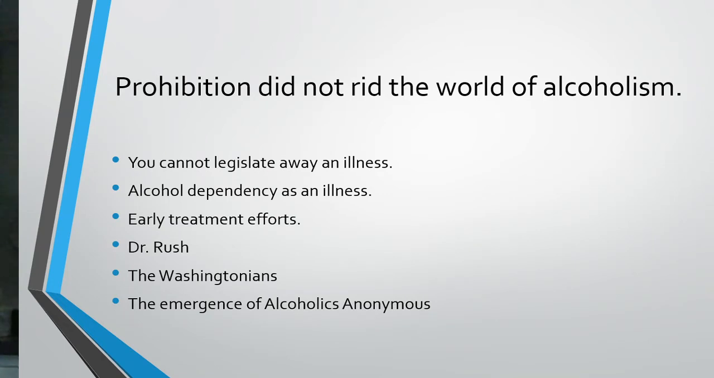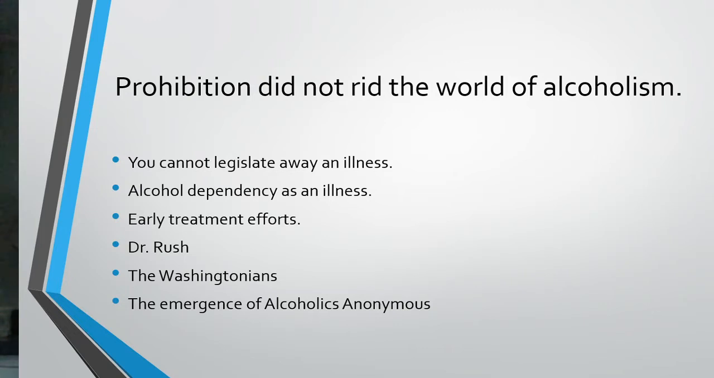Prohibition did not rid the world of alcoholism, and it couldn't. You can't legislate away an illness. And alcohol dependency is an illness. It has to be treated as an illness. There were early treatment efforts that were somewhat effective, and I'm going to talk about that in the discussion of the big book, also in this module. Dr. Benjamin Rush was a big proponent, the earliest pusher of the disease concept of alcoholism in this country.